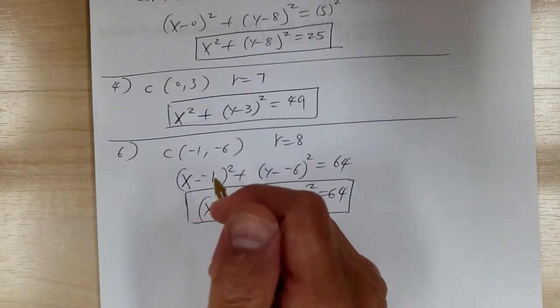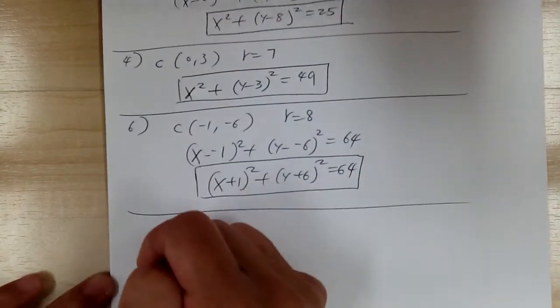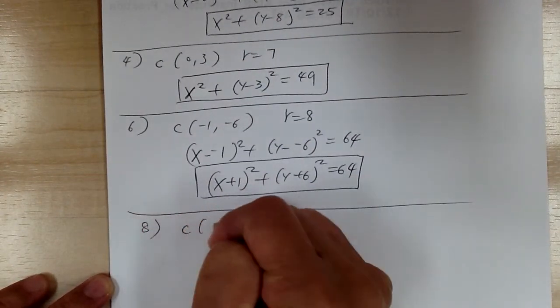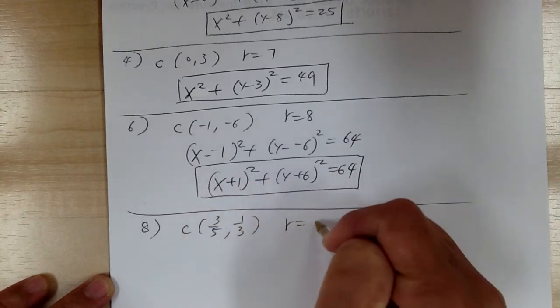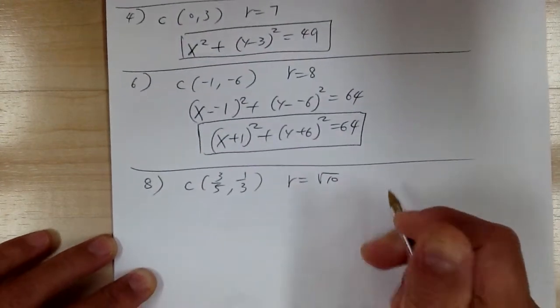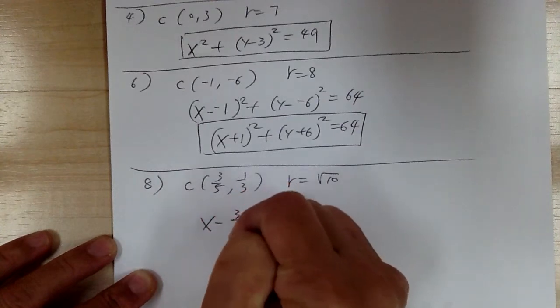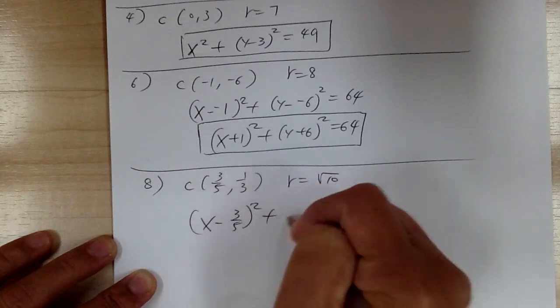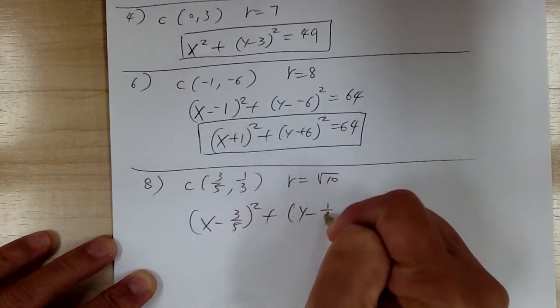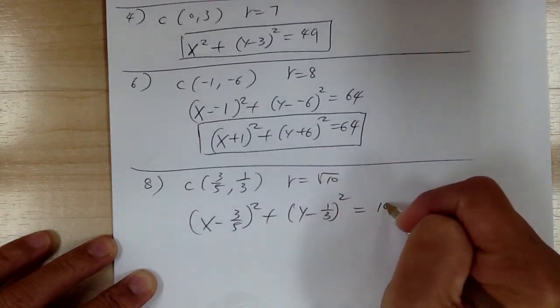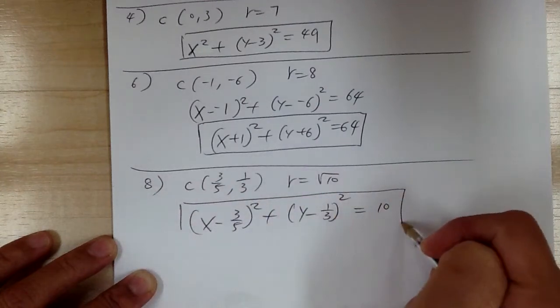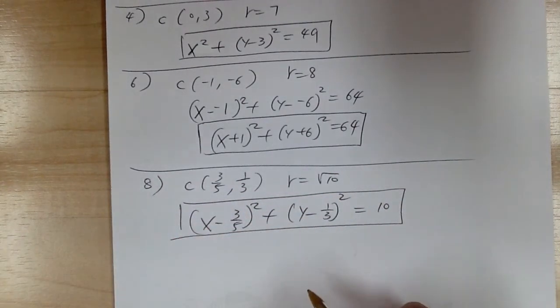Let's go to number 8. The center is at (3/5, 1/3). Radius is equal to square root of 10. So again, you're going to have x minus 3/5 squared plus y minus 1/3 squared is equal to square root of 10 squared, which equals 10. And that's it for number 8. Okay, let's go to number 10.